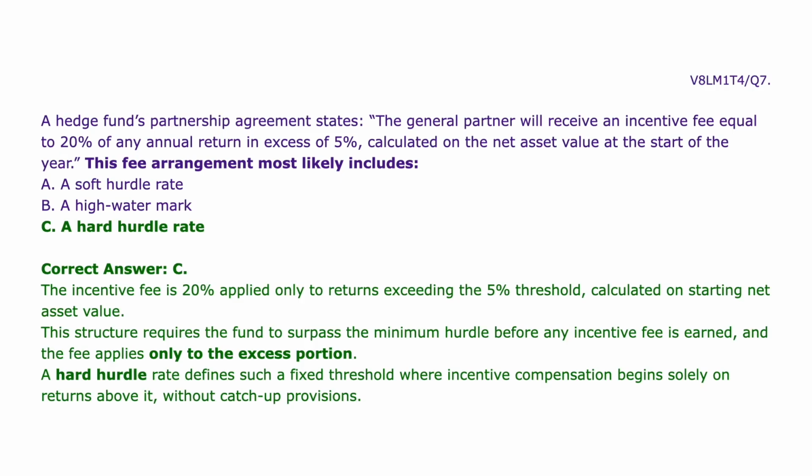This is a hard hurdle rate. Fee only on excess return above the hurdle. No fee on the first 5%. A soft hurdle would pay on the entire return once the hurdle is met. High watermark is about recovering the prior peak net asset value, not mentioned here.